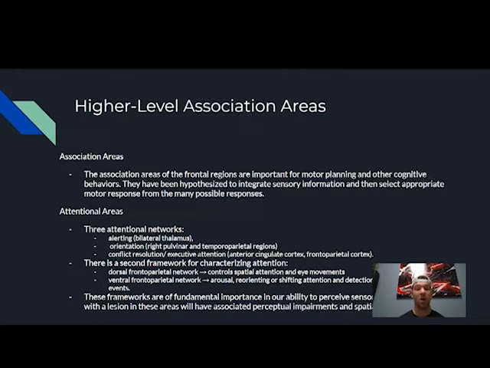These frameworks are of fundamental importance in our ability to perceive sensory stimuli. Someone with a lesion in these areas will have associated perceptual impairments and spatial neglect. But that's all from Brandog over here, so now we're going to move on over to Samantha.